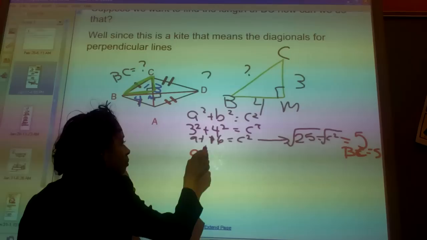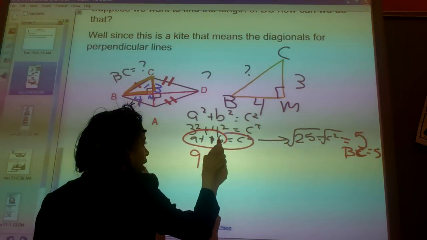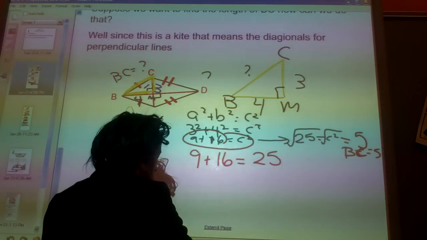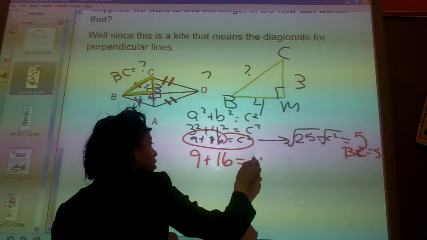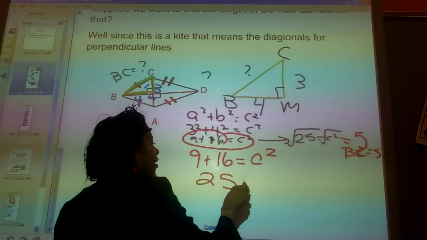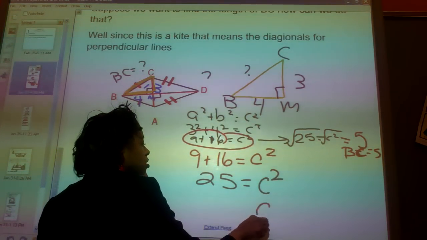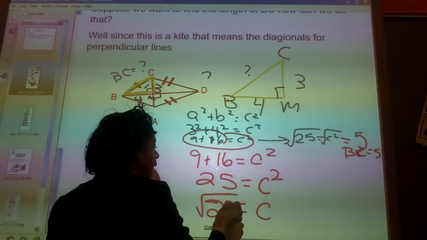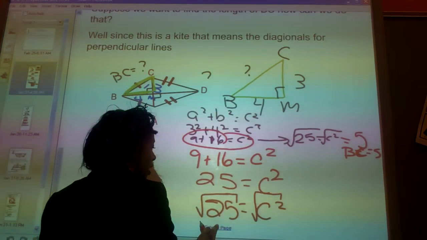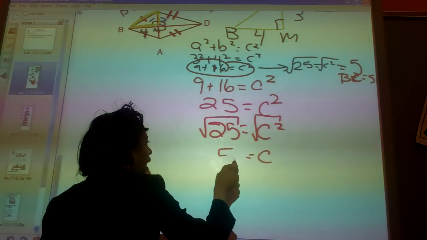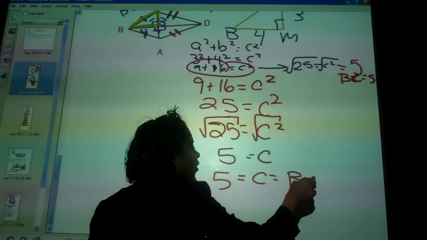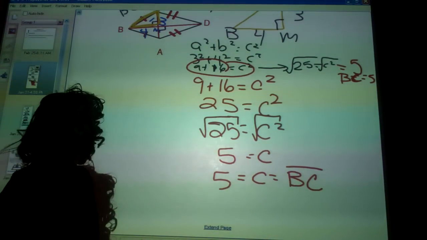Again, that was 9. 9 plus 16 is equal to 25, which is your C squared. And I'll write it this way. So 25 is equal to C squared. Take the square root on both sides, and I get C is equal to 5, and C is also representative of the length of DC. Okay?